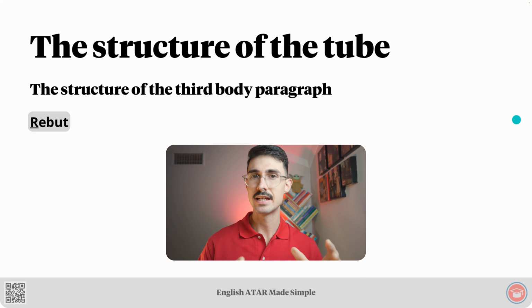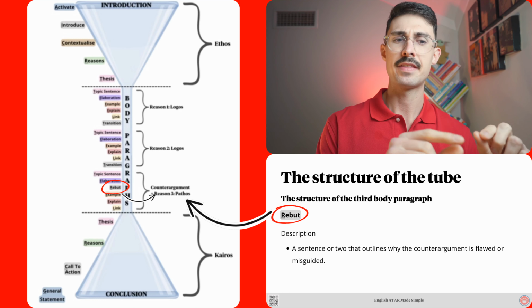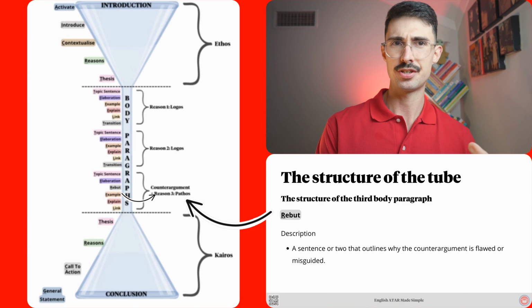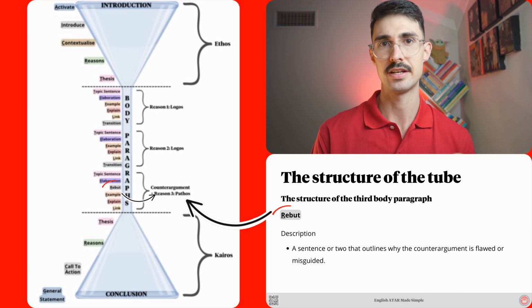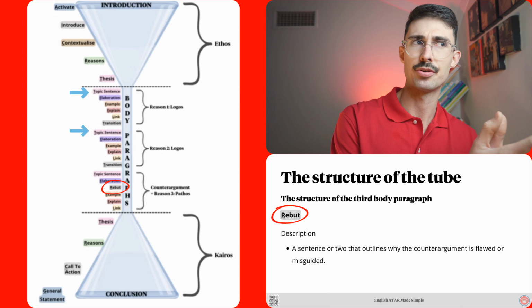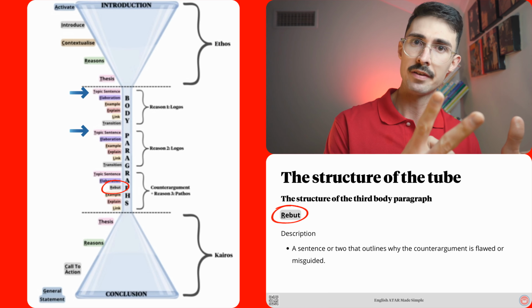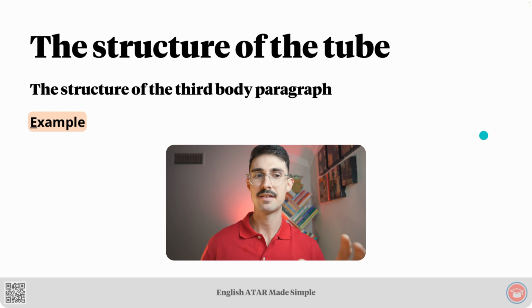Next element is the rebut element. As we've already alluded to, this element is a sentence or two that outlines why the counter-argument is flawed or misguided. Also remember that the rebut element really constitutes your third reason why the audience should agree with what you're saying. Put differently, the rebut does what the topic sentence elements do in the first two body paragraphs, but it also counters the counter-argument. From the rebut, we have the example.